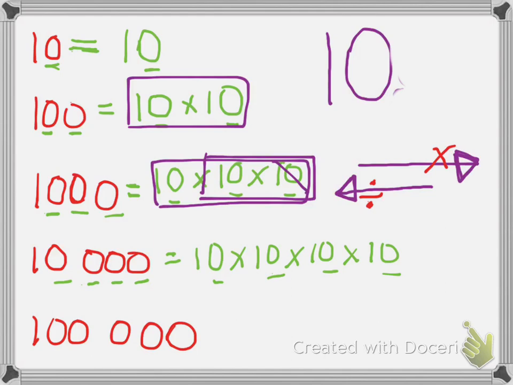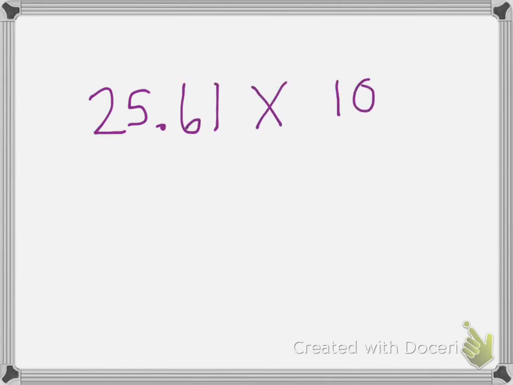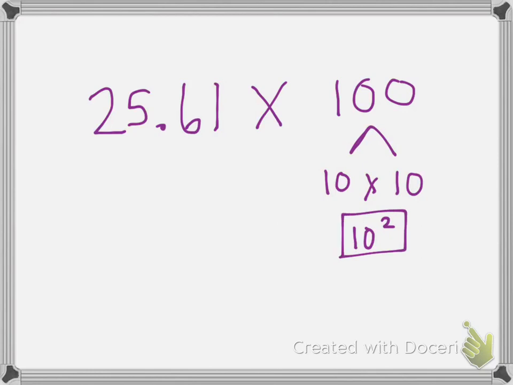So let's do a couple of practice questions just to make sure that this is really, really clear for you, and I'm going to throw some decimals at you just for the practice sake of it. So we're going to start off with, let's go 25 and 61 hundredths, and I am going to multiply this by 100. So 100 is the same as saying 10 times 10. In grade 7, you will learn that this is the same as saying 10 squared, 10 to the power of 2, but that's coming up, okay?